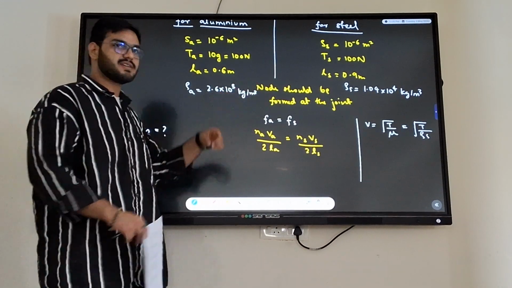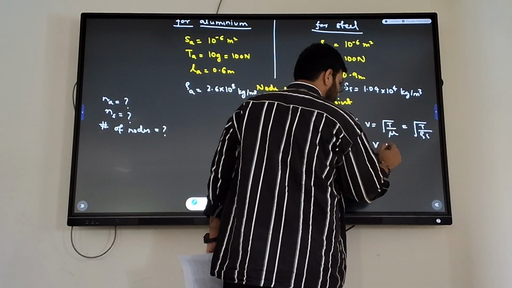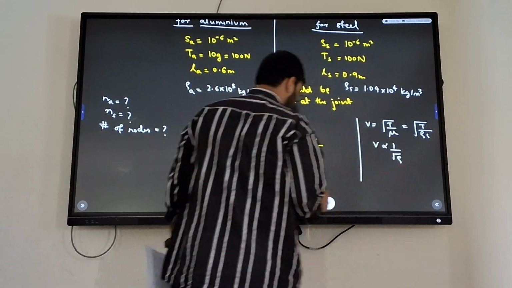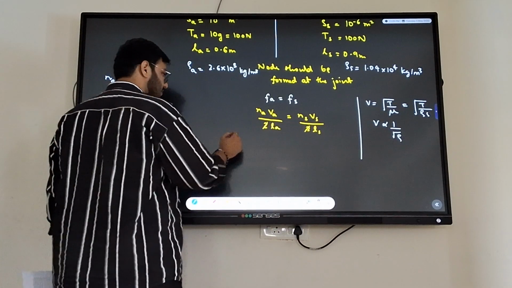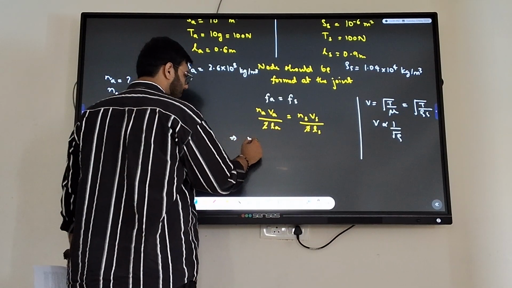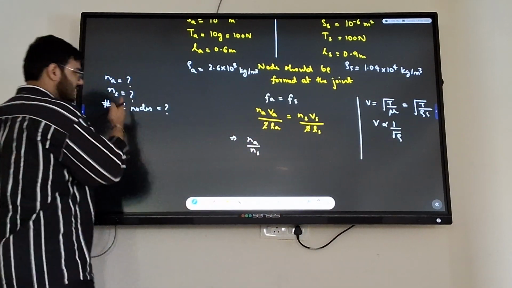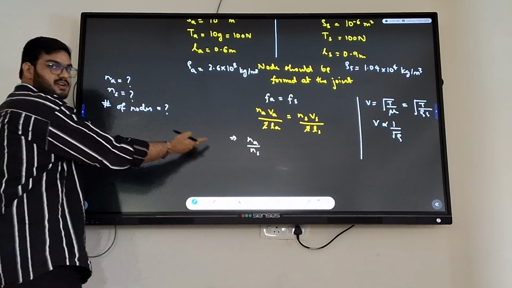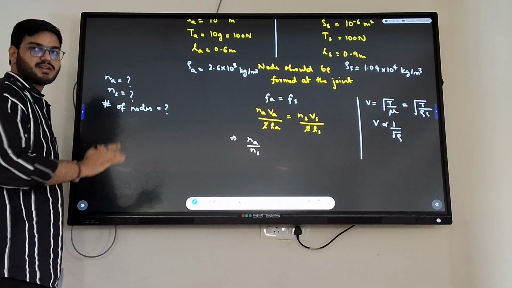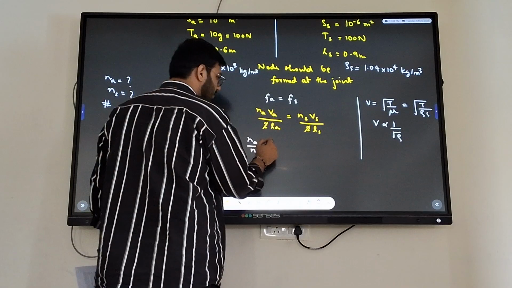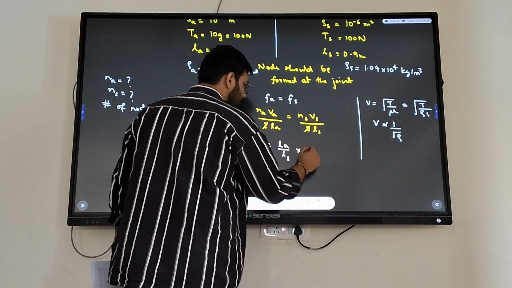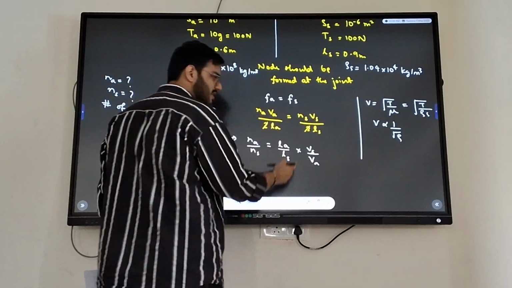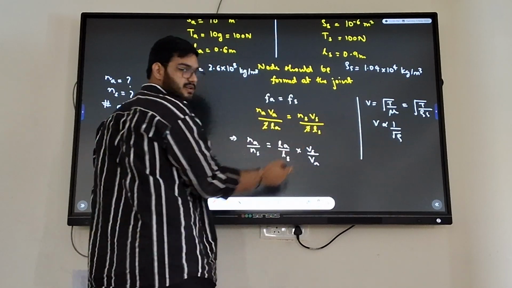the densities are different. So that means V is proportional to 1 by root rho. So what will I get then? I think I can cancel this and that. Then what will I get? That Na by Ns. So rather than finding the individual values, let's try to find a fraction. And based on that, let's try to make a comment. बताओ Na by Ns क्या होता है? Na by Ns into Vs by Va. But what is Vs by Va? Can somebody tell me that?